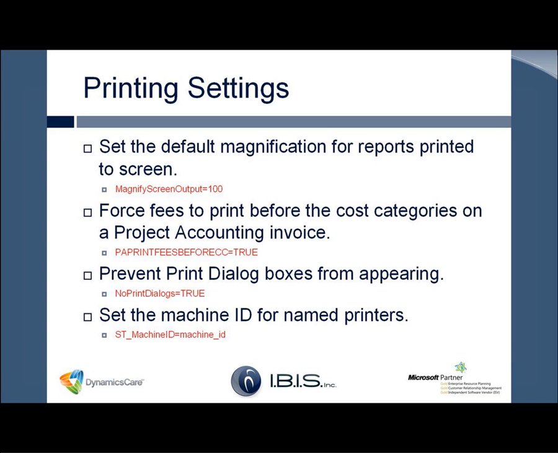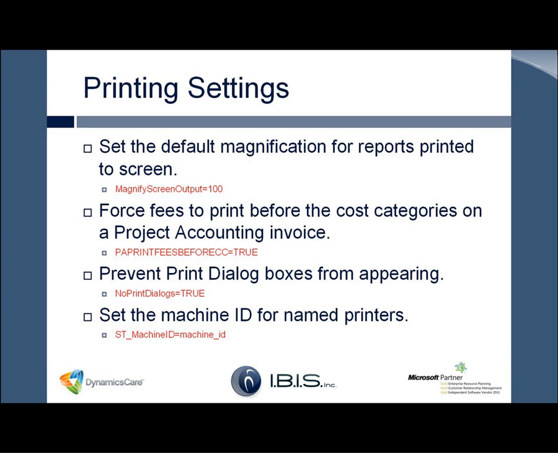If you use project accounting, this is sort of a strange place for this setting, but it is in the DEX.ini file. You can force fees to print before the cost categories on a project accounting invoice. Not sure why you would want to control it with the DEX.ini, but generally fees print after the cost categories, and with this setting you can force them to print before. And then there's a bunch of controls that we're going to look at here related to printing and named printers.